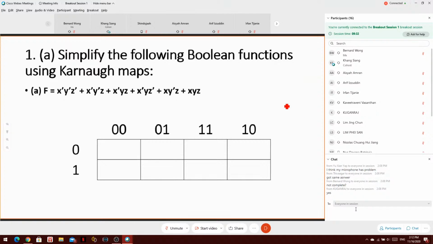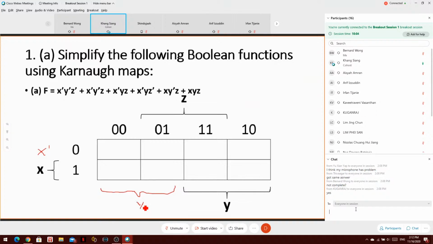Of course, you need to identify that this is X, this is Y, and this is Z. I use 1 to represent X, and here I represent not X. The first one in the middle represents Y. From here to here, I will represent not Y. And then the third one, here, I will represent not Z.